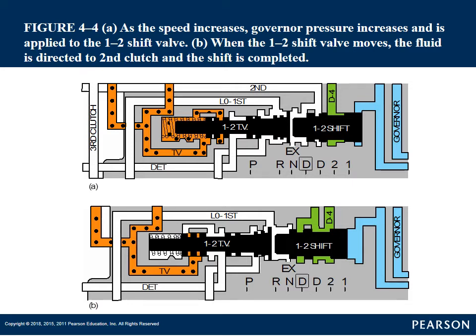Then once a certain speed is reached, there's enough governor pressure created, as you can see on the bottom picture, that it pushes the 1-2 shift valve and it overcomes that throttle pressure. It closes the port off for the throttle pressure and opens the port for your second clutch to apply second gear.